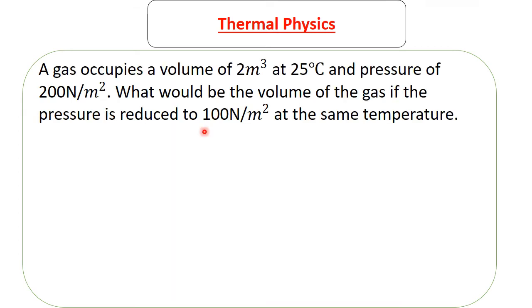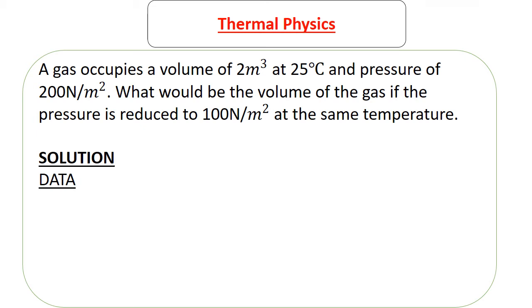Let's take a look at an example. A gas occupies a volume of 2 meters cubed at 25 degrees Celsius and a pressure of 200 newtons per meter squared. What would be the volume of the gas if the pressure is reduced to 100 newtons per meter squared at the same temperature? So the temperature is the same, but the pressure has been reduced. What would be the volume if this happens?